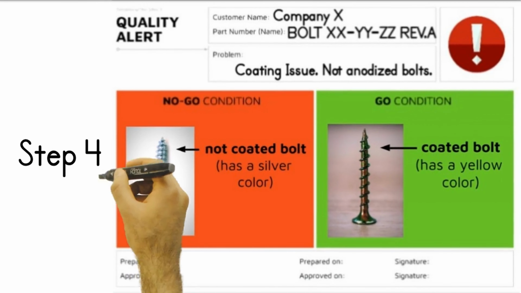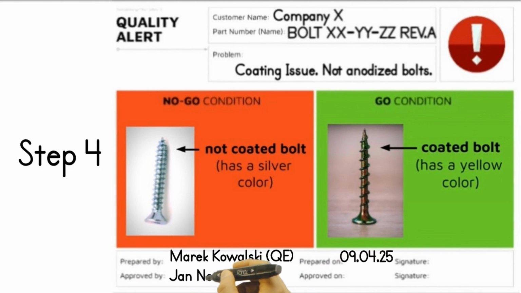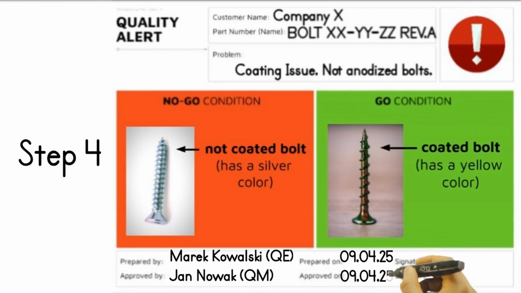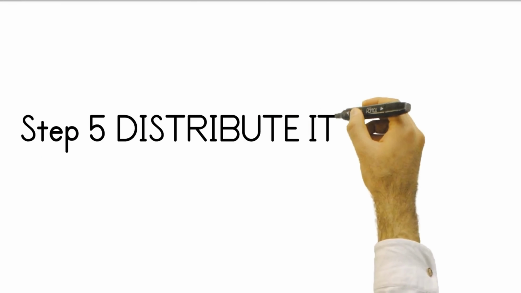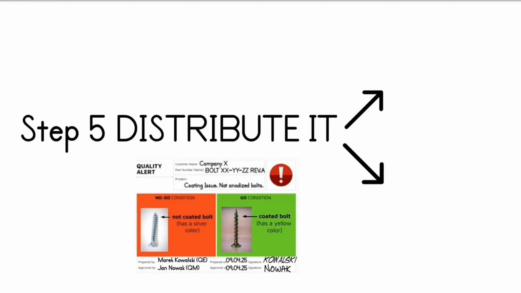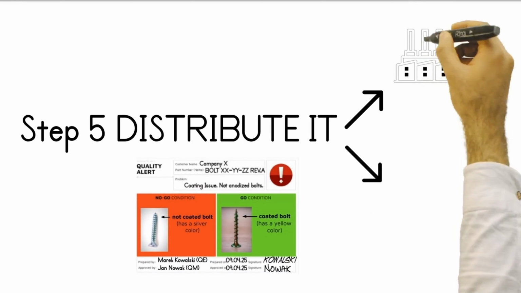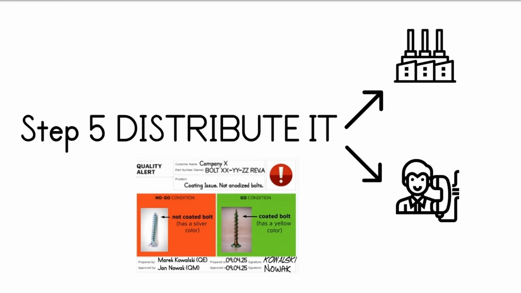Step 4. Authorize it. Record who and when prepared and signed it, for example prepared by quality engineer, approved by quality manager. Step 5. Distribute it. Post the quality alert physically at the problem source location, for example at production, and share with affected stakeholders, for example with customer.